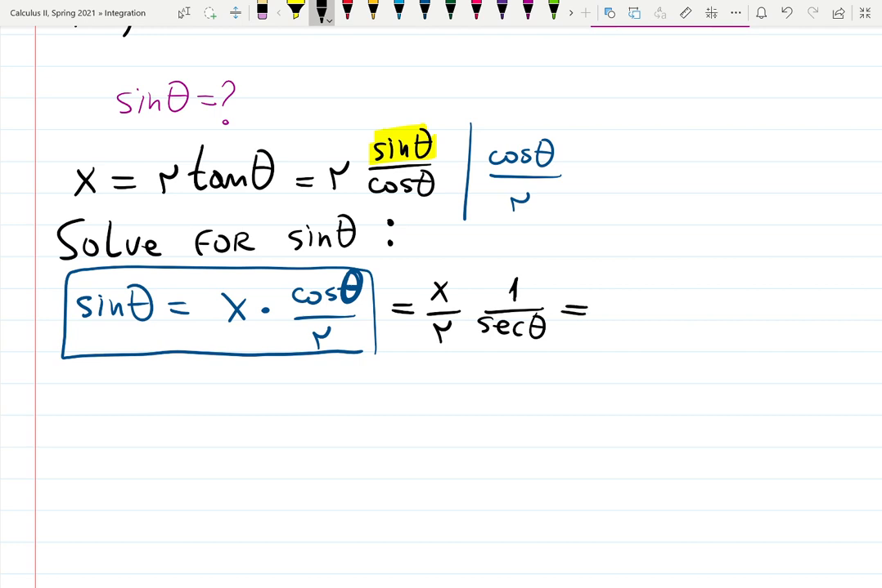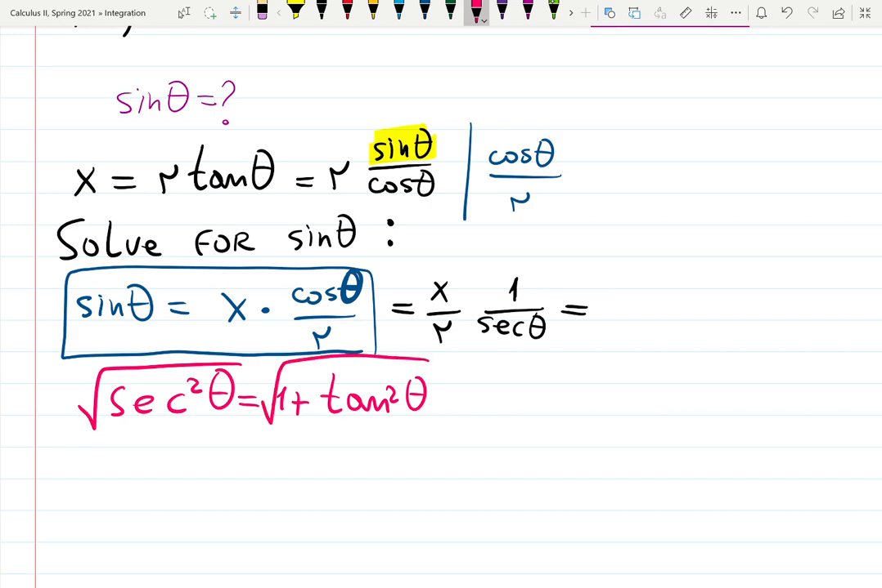Why is this helpful? Because secant has a connection with tangent, if you remember, or if you don't, I'll write it down for you right now. Secant squared theta is 1 plus tangent squared theta. Or maybe you saw this formula as secant squared minus tangent squared. Well, if I want to jump from secant to tangent, I can just put a square root on both sides. So I will have x over r, 1 over, and secant becomes a square root of 1 plus tangent squared theta.